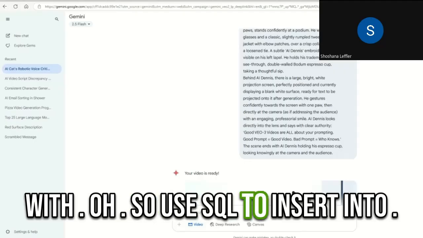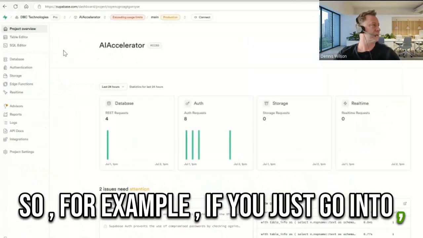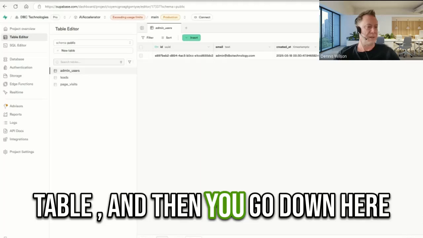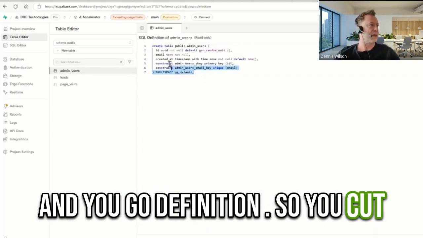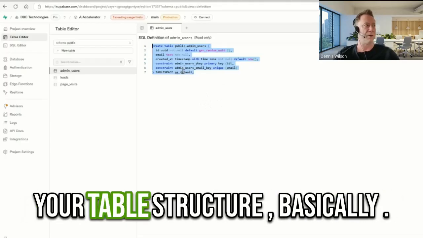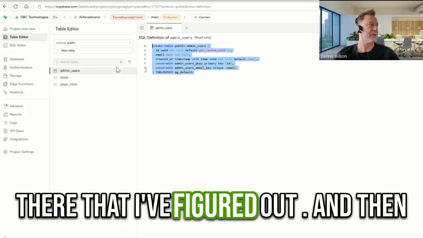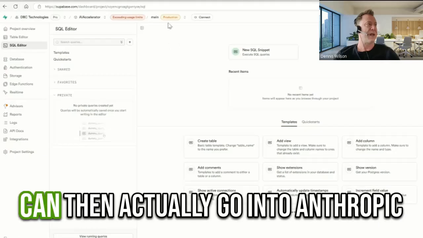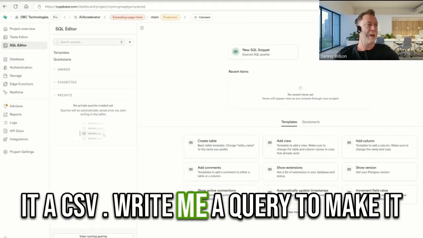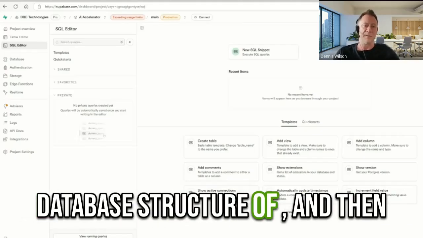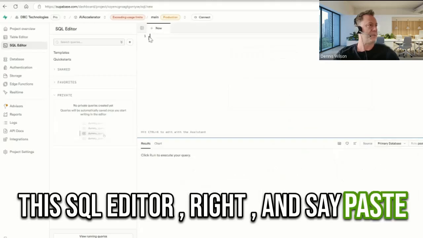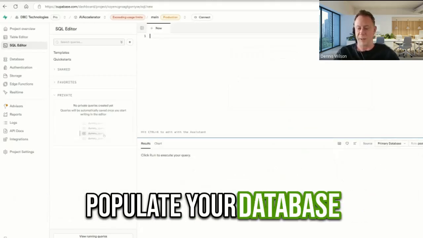Oh. So use SQL to insert into. So for example, first of all, go into the table editor, click on your table, and then go down here to definition. You cut this and paste it into Anthropic and say, here's my table definition. So now it knows your table structure. This is just the easiest way to get there that I've figured out. Then you can go into Anthropic and say, here's all my data, and give it a CSV. Write me a query to make it fit into the table I gave you the database structure of. And then it'll write you the query to do it. Then you just come into this SQL editor, paste it here, hit go, and boom, it'll populate your database.